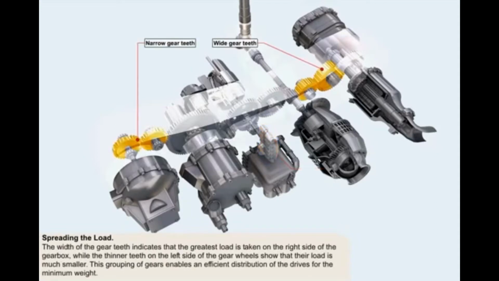The width of the gear teeth in this gearbox indicates that the greatest load from driving the accessories is taken on the right side of the gearbox, while the thinner teeth on the left side gear wheels show that their load is much smaller. This grouping of small and large gears enables an efficient distribution of the drives for the minimum weight.